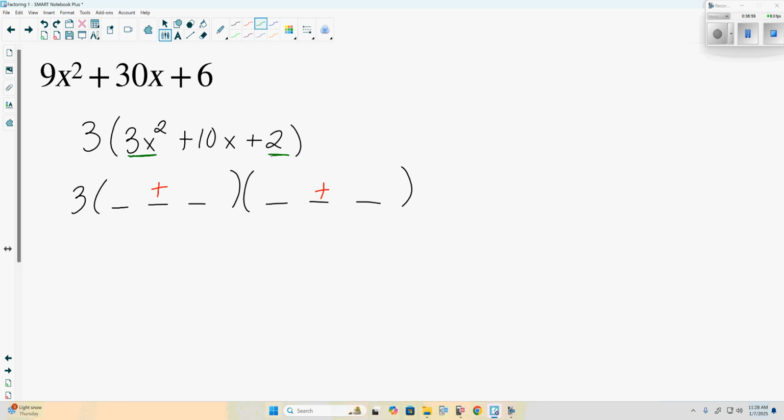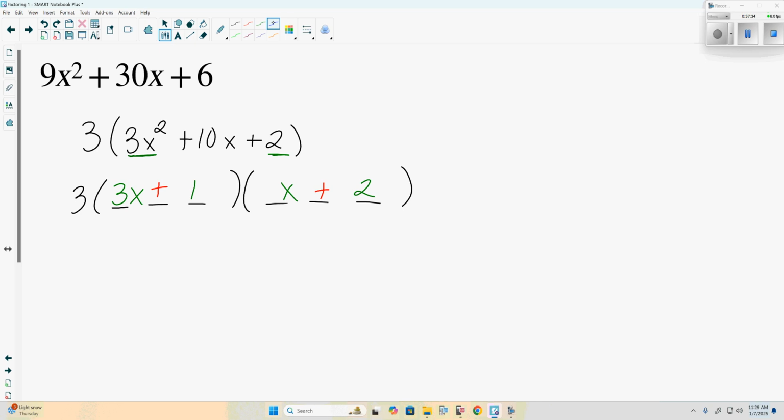Now at this point, we need to find the factors of the first and third term. 3x squared. Well, the x squared is just x and x. That's the only factors of x squared. Factors of 3 are 1 and 3, and that's it. So we can just put the 3 in one of the two spots. Factors of 2 are 1 and 2. Only one set of factors, so we can just put 1 and 2.